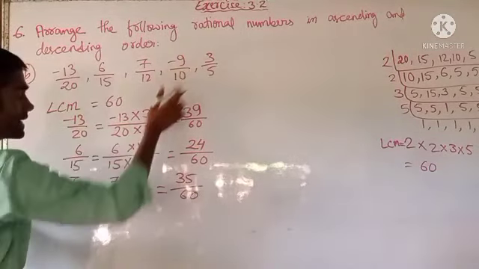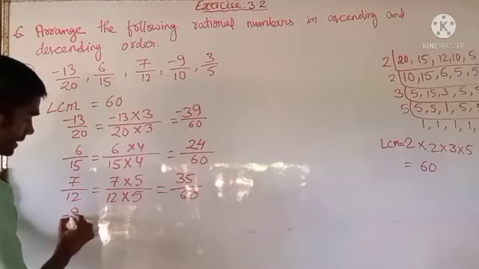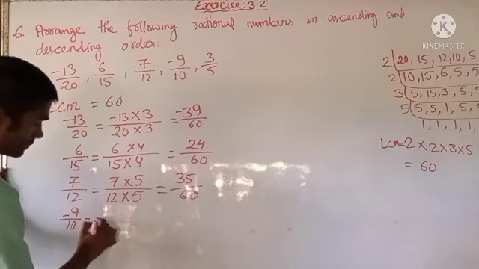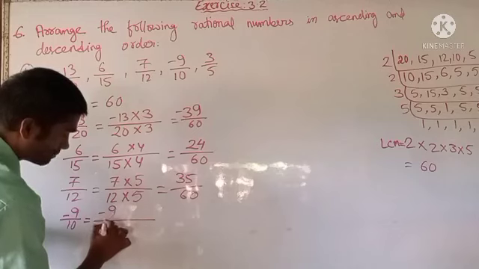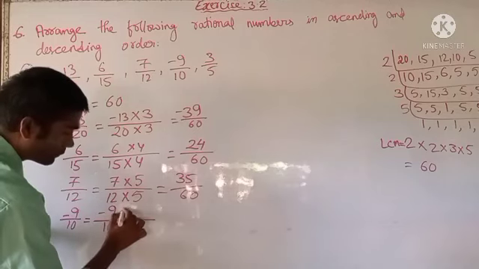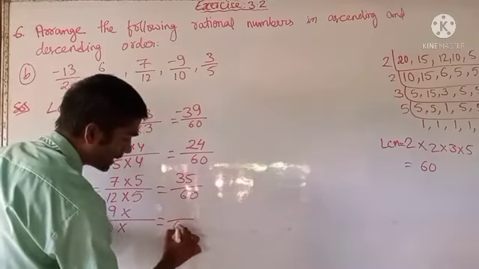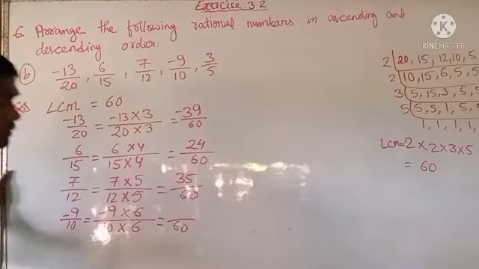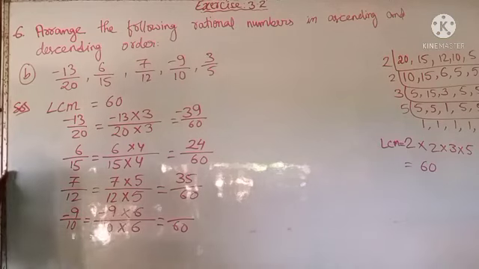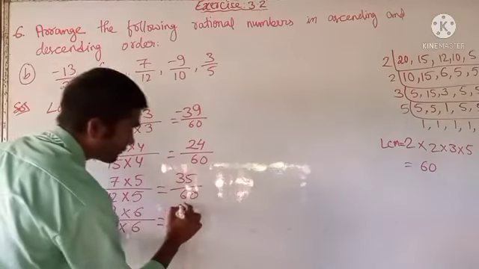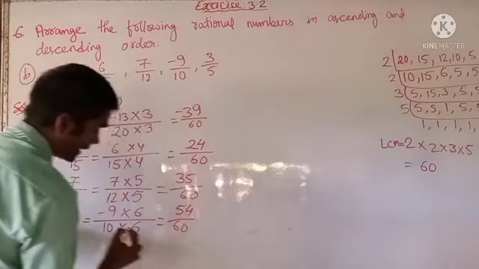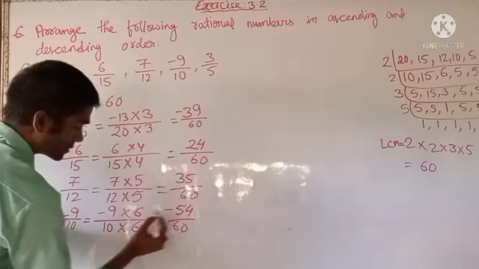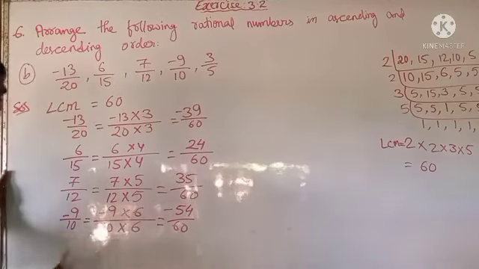Next it is minus 9 by 10. By what will we multiply this 10 in order to make it 60? 10 into 6 is 60. So the same 6 will multiply in the numerator also. Now 9 into 6 is 54. And the minus sign is there, so minus, because minus into plus is minus.